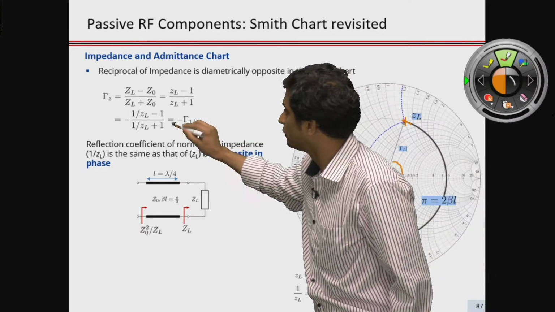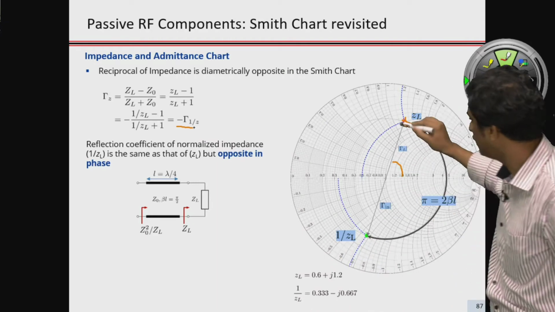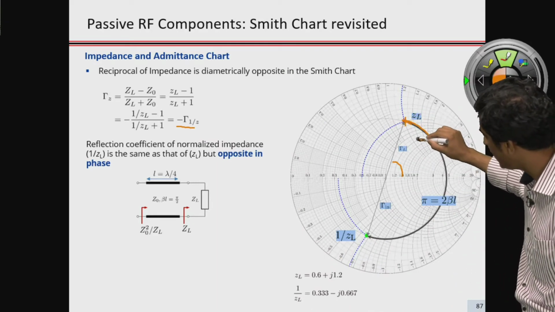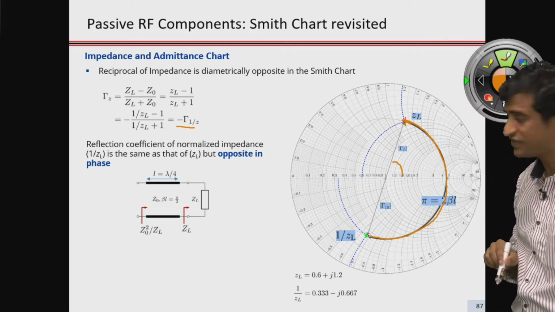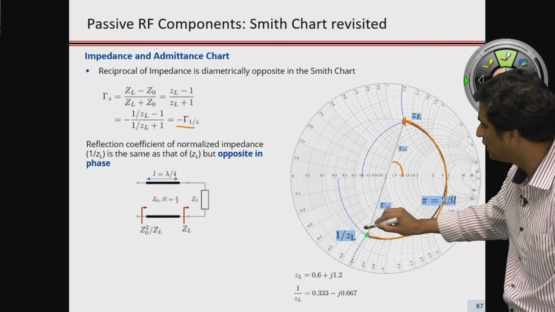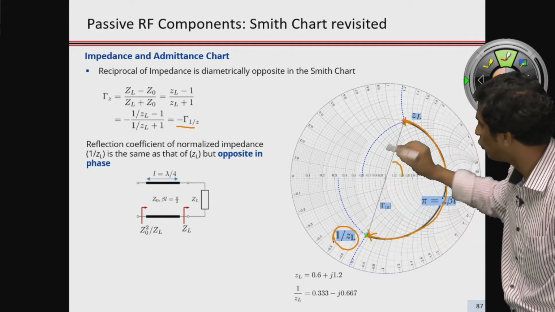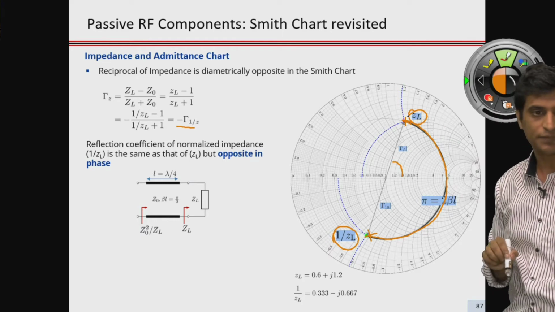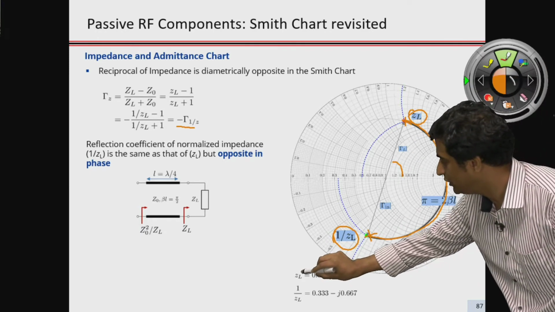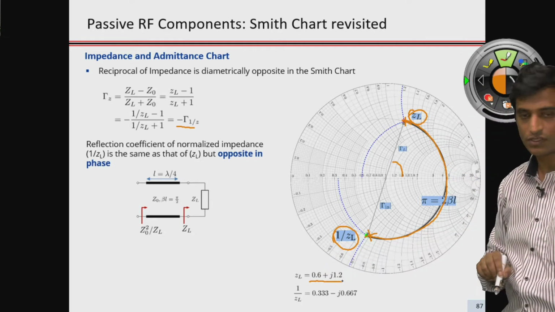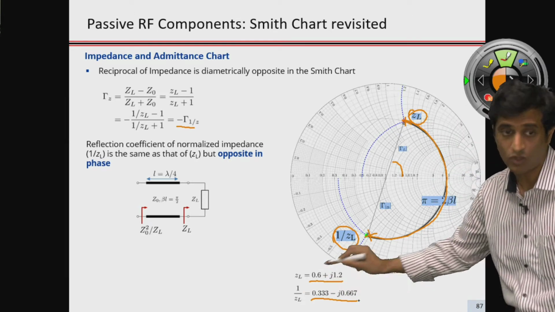Now, the diametrically opposite point, represented by the minus here, means that we are moving by an angle of 180 degrees, diametrically opposite, and I end up reading the 1 over ZL, the reciprocal of the load impedance, over here. In this particular example, the resistance and the reactance are of this sort. The corresponding 1 over ZL is of this sort. Both of them are normalized.